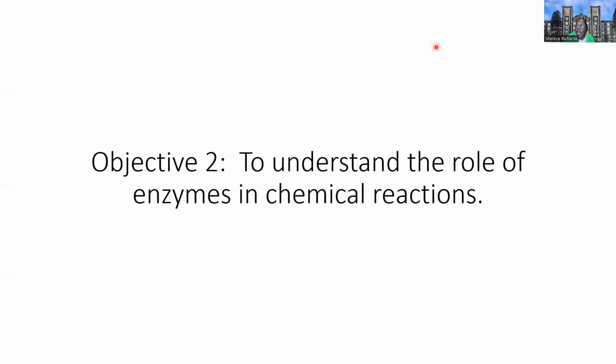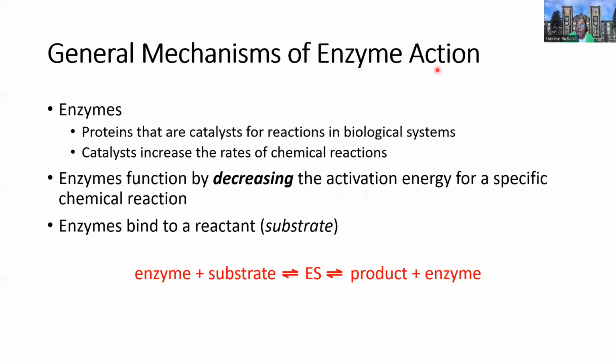The following objective is to understand the role of enzymes in chemical reactions. And it's really nice that we just talked about proteins because enzymes are an example of a type of protein. So all that we have said about the structure of proteins, the possibility of denaturing proteins if there's excess acidity or excess heat, those will hold true for enzymes and their structure and their function as well.